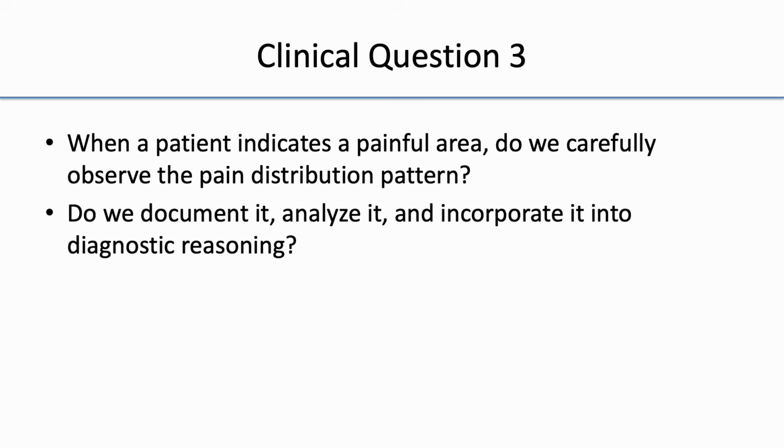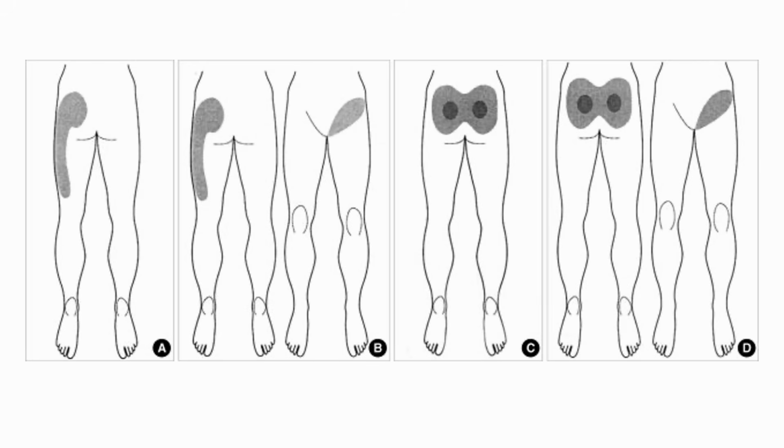Third, when a patient points to a specific painful area, do you pay attention to the pain distribution pattern? Do you record it, analyze it, or use it as part of your diagnostic reasoning? And if you do observe the pain distribution, how do you actually use that information when making clinical decisions?